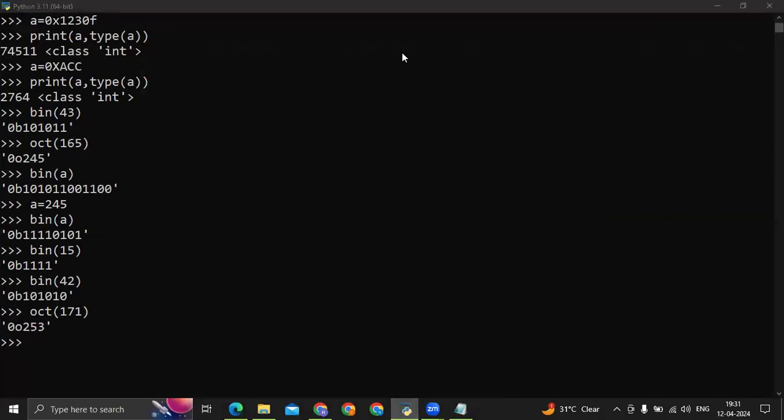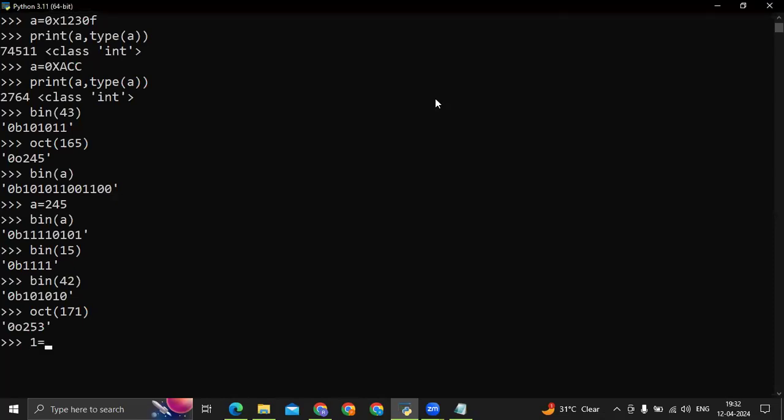Now, when we are talking about float, it is one of the predefined data classes, as I told you, and is treated as a fundamental data type. It stores real constant values or floating point values, meaning values with decimal places. Now let me write A is equal to 12.34. Now print A, and type of A. This is the class float.